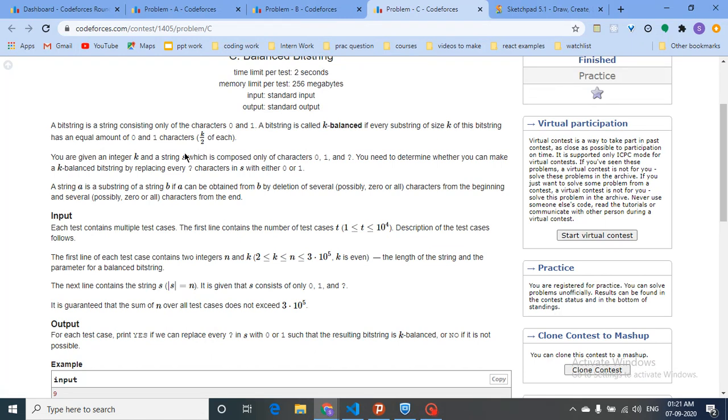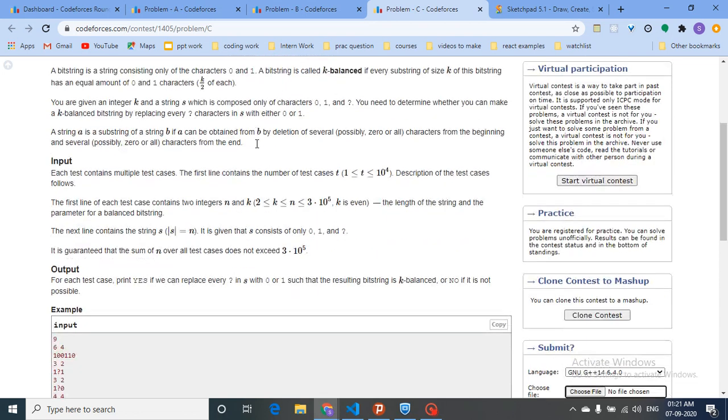What you can see here is that the total number of zeros and ones in the substring should be equal. Now you are given an integer k, which is the size of the substring, and a string s composed of 0, 1 and question marks. What you need to do is determine whether you can make this string into a k-balanced bit string, by changing each question mark into 0 or 1 such that the string becomes a k-balanced bit string.